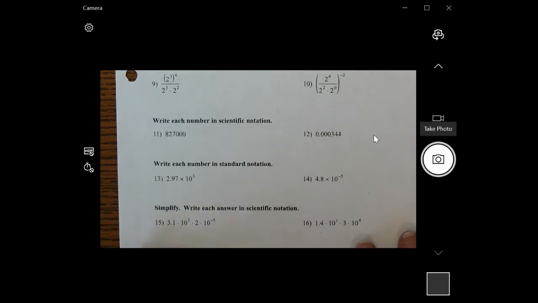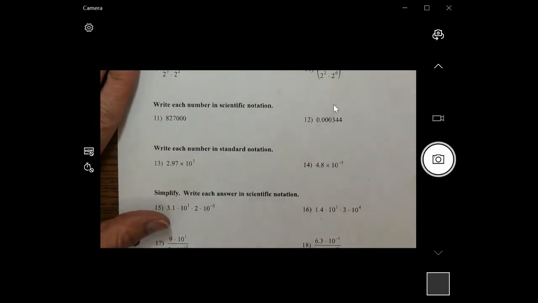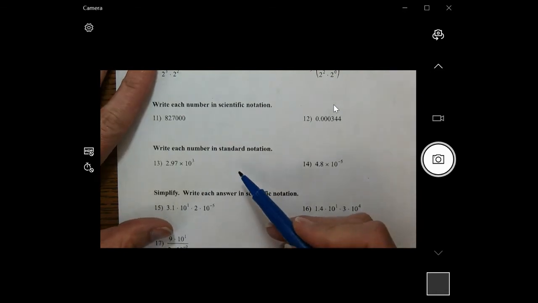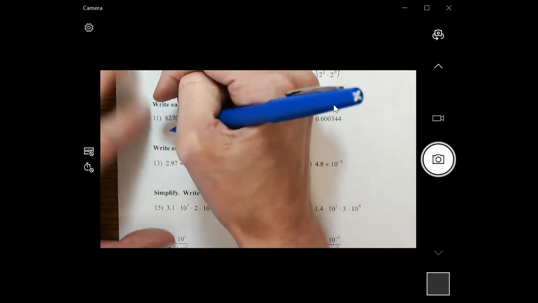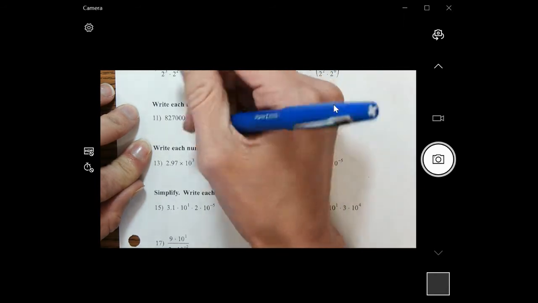All right, guys. So I did want to make sure we looked at just a couple more examples before you start working independently. So we talked about how to turn a number from scientific notation into standard notation. We're going to look at the reverse. So we're going to look at problem 11 real quick on this practice worksheet.